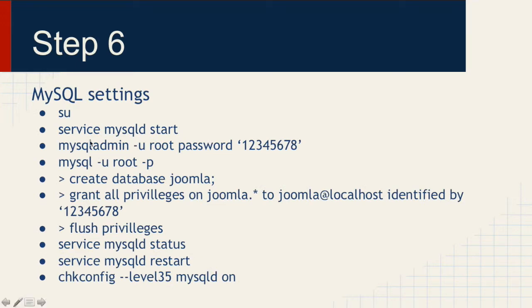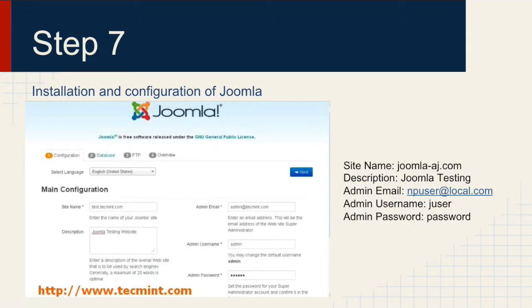In MySQL settings, we have to configure our password 1234567 and we enter MySQL. So we create database Joomla and we grant all privileges on Joomla. Then we have to flush privileges. By doing this, we can reload the privileges on Joomla so that we can refresh everything on the MySQL. And then we have to restart MySQL and chkconfig --level 35 mysqld on. And now I'll pass my time to Amira to explain about Joomla configuration and installation.